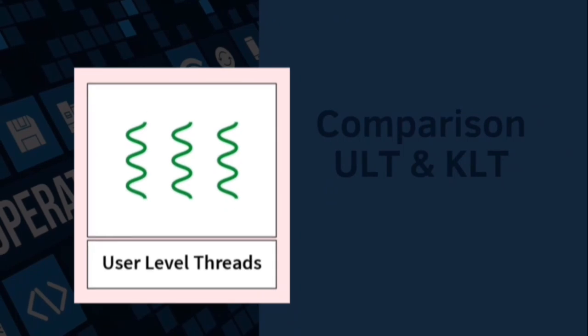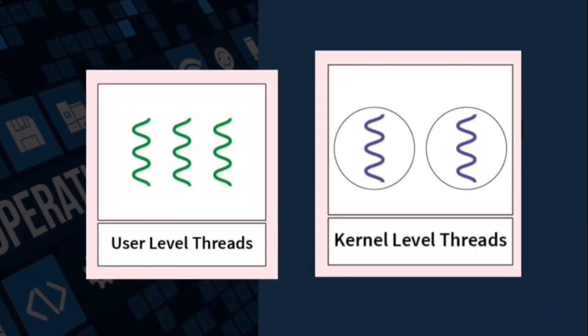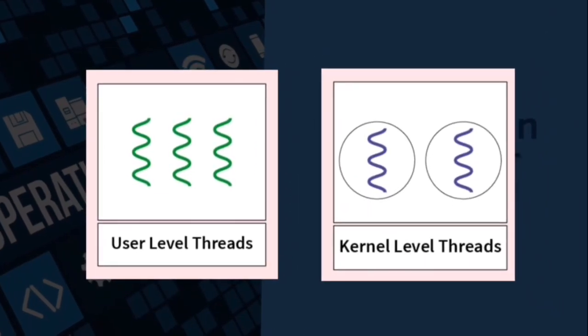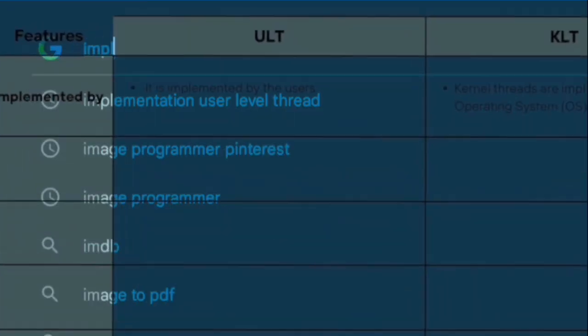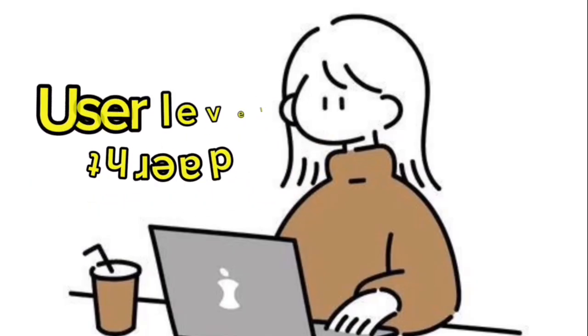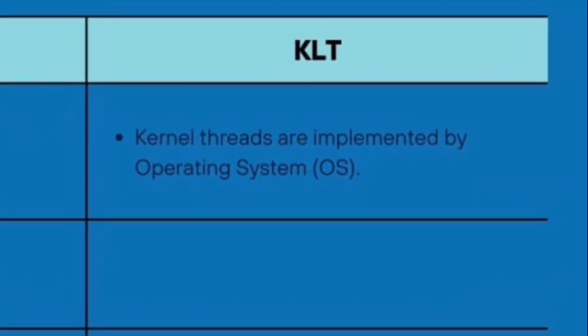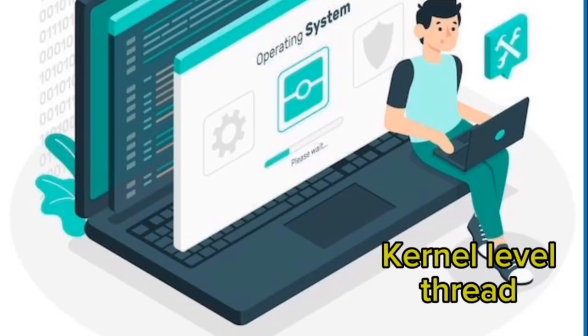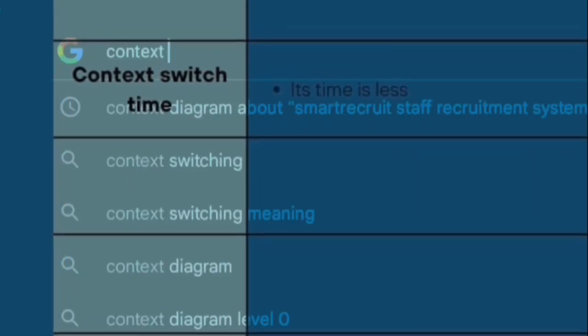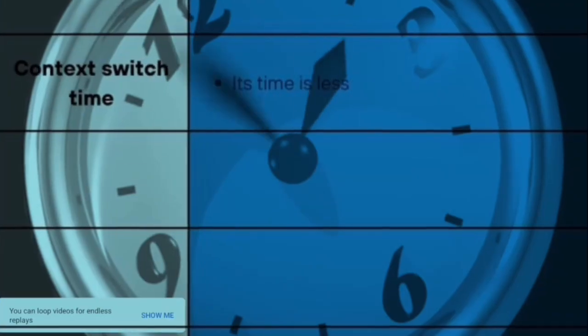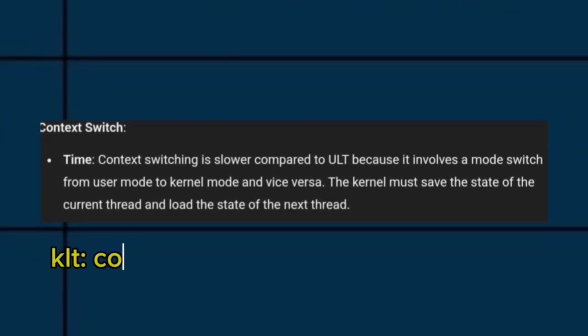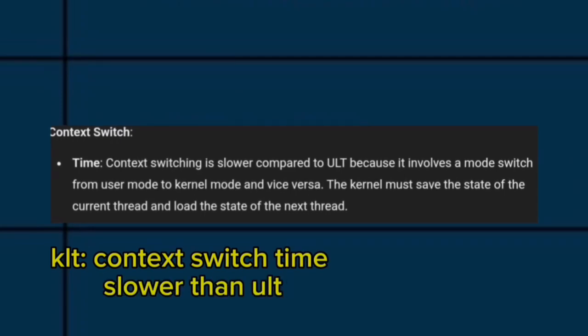User-level thread and kernel-level thread differ significantly in their implementation, performance, and behavior. User-level threads are implemented by the user, usually through a user-level thread library. But kernel-level threads are managed by the operating system. Second feature is context switch time. These threads are managed without kernel support, leading to lower context switch time. For KLT, the context switch time is more compared to user-level thread due to the kernel involvement.